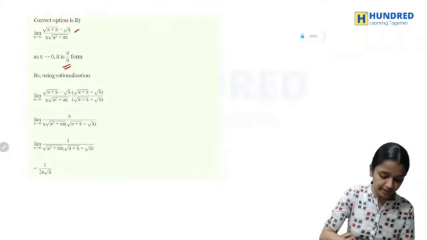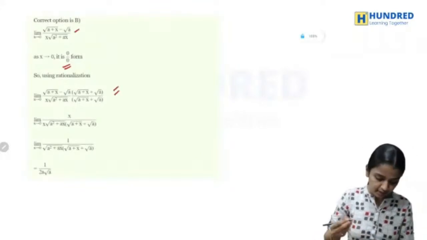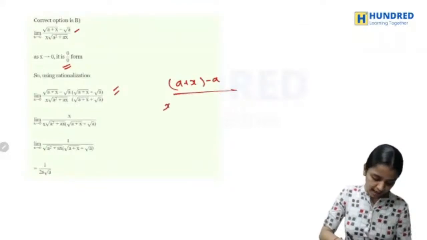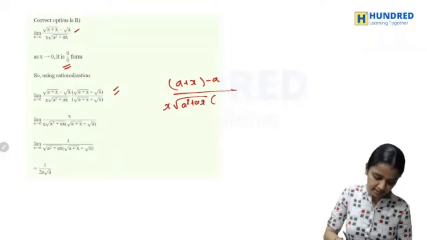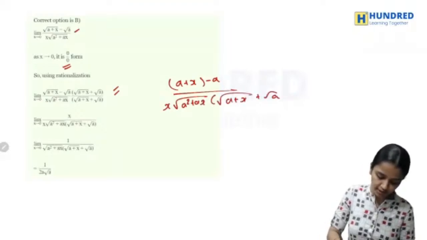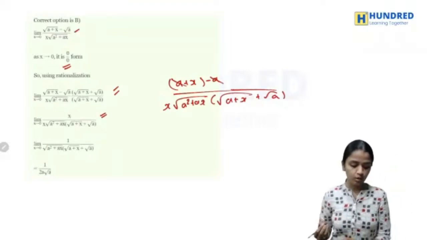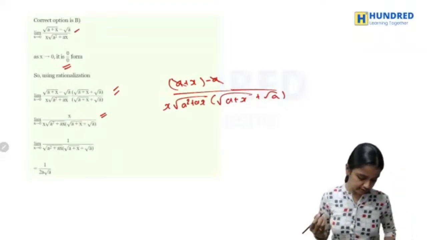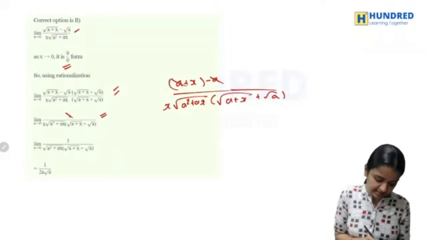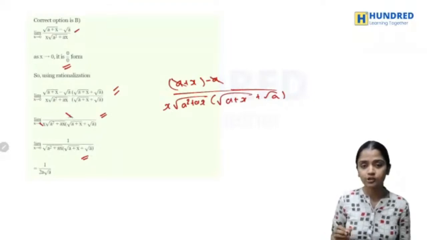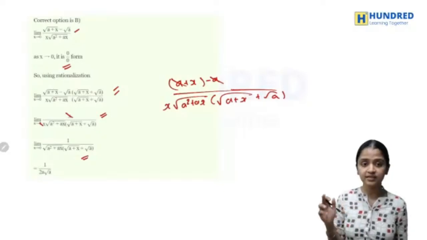So what I'm doing is, the numerator, I'm rationalizing it. Now what happens is, numerator will become a plus x minus a by x root of a square plus ax into root of a plus x plus root a. So this a and this a get cancelled. That's how it became like this. Now I'm cancelling this x and this x. So it turns out to be 1 by root of a square plus ax into root of a plus x plus root a.